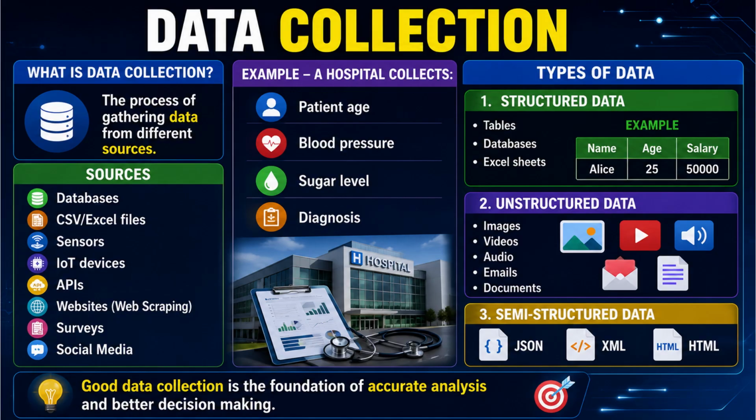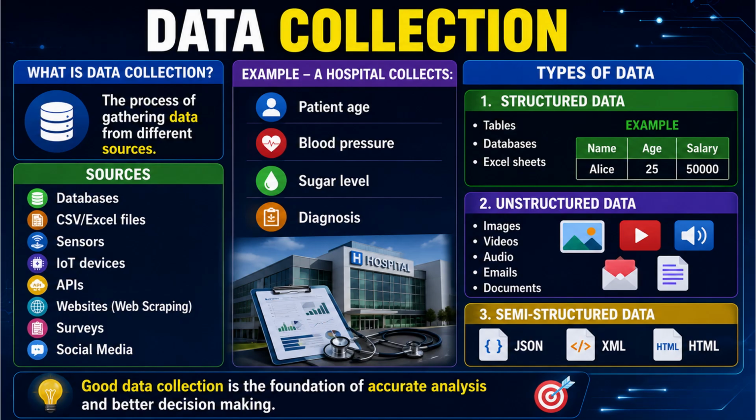Now, what is data collection? The process of gathering data from different sources is data collection. The sources can be databases, CSV or Excel files, sensors, IoT devices, APIs, websites like web scraping, surveys, social media. From a hospital, for example, it can collect patient age, blood pressure, sugar level, diagnosis. That is another type of data.